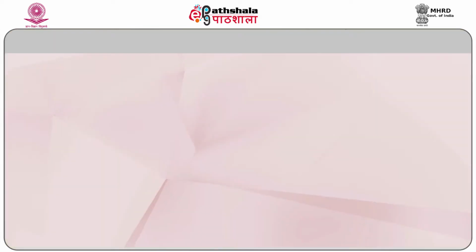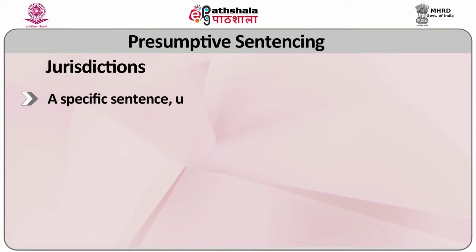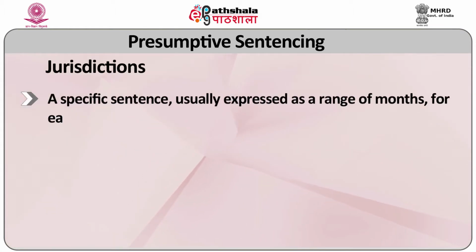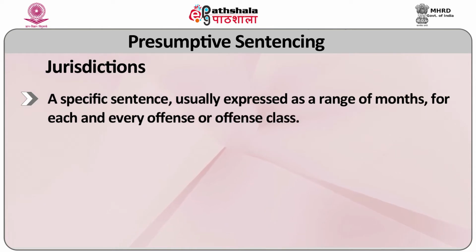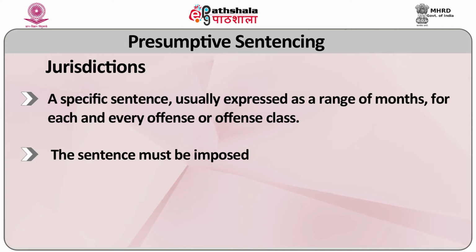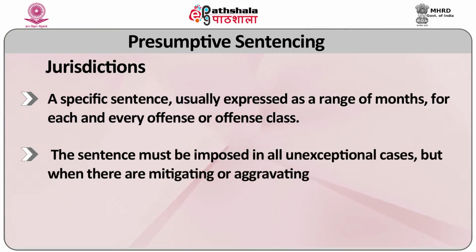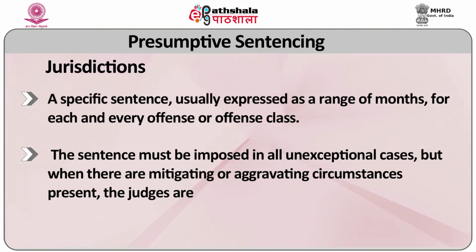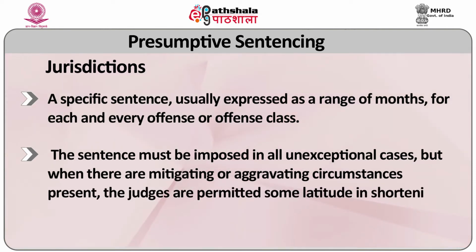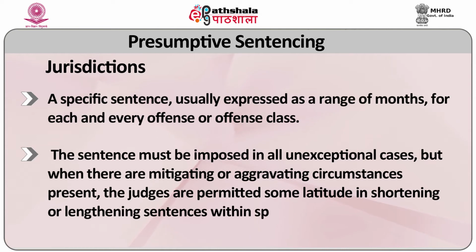Third is presumptive sentencing. Presumptive or guideline-based sentencing is a specific sentence usually expressed as a range of months for each and every offense or offense class. The sentence must be imposed in all unexceptional cases, but when there are mitigating or aggravating circumstances present, the judges are permitted some shortening or lengthening of sentences within specific boundaries.